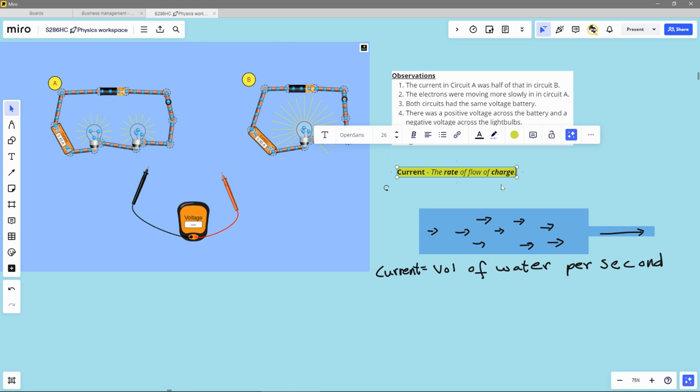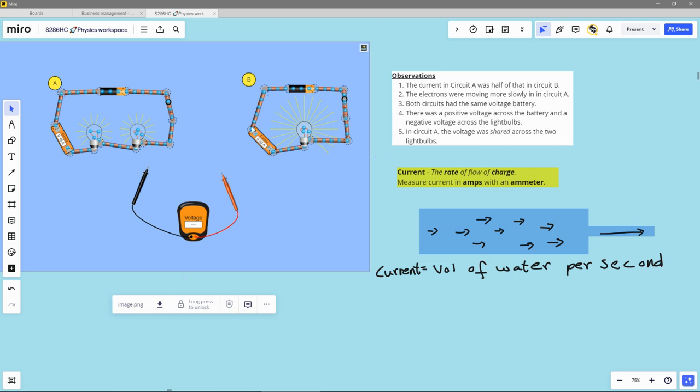What do we measure current in? We measure current in amps. What do we measure it with? With an ammeter. So we measure it in amps with an ammeter. As you can see in this diagram, we've had to put the ammeter in the circuit. So we can say it's in series, so it's one thing after another.